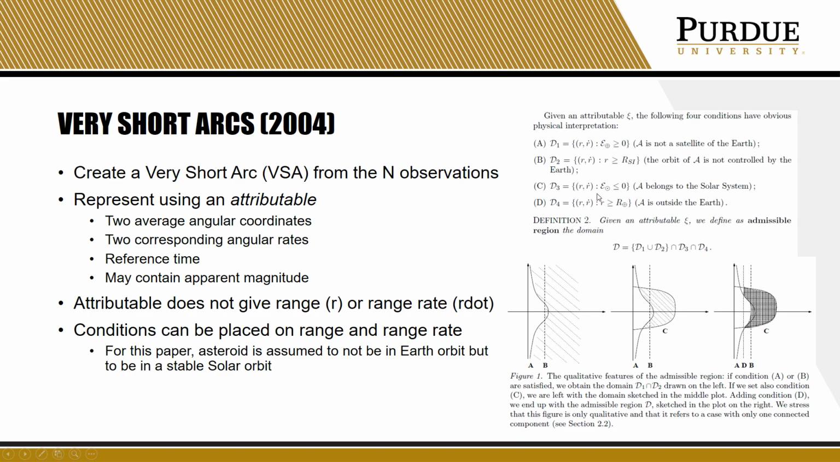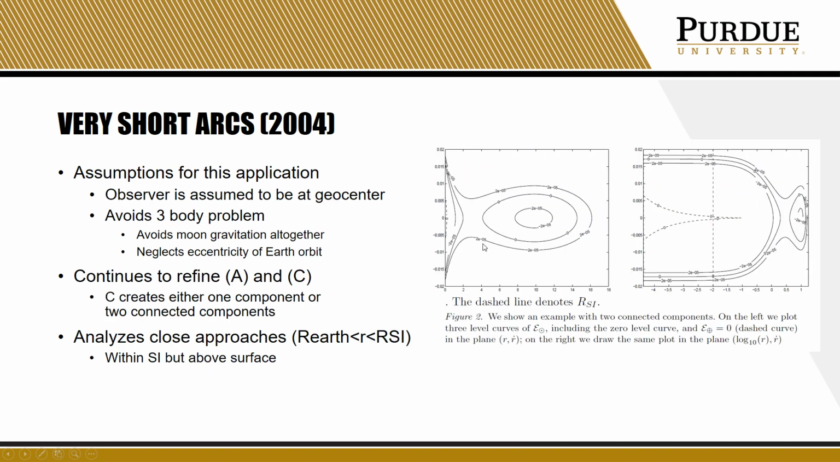After these assumptions are stated, he continues to refine his A, not a satellite of the Earth energy, and C, not a satellite of the solar system energy, which he then, by continuing to refine that region C, proves is either one or two connected regions. And then he goes on to further analyze close approaches, which are R between R Earth and R sphere of influence. And this results in this curvature that we see here that I believe Professor Free showed us in class. So this is R and R dot, and this is log R.